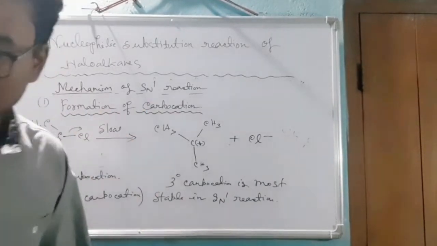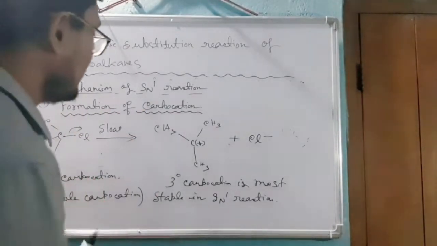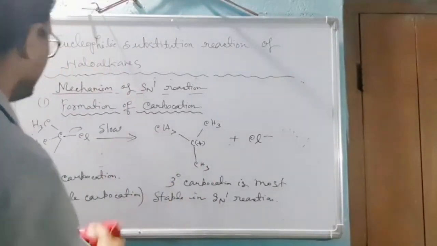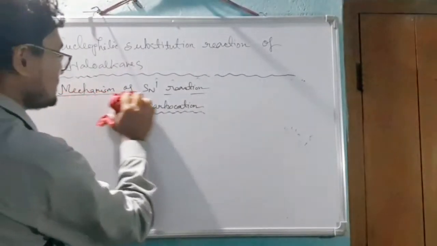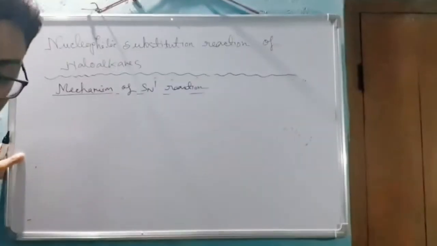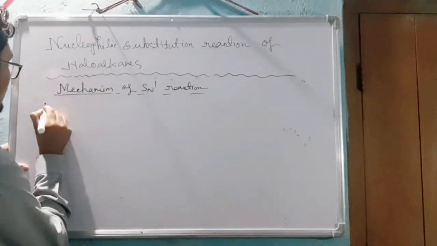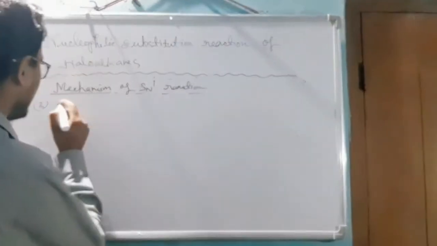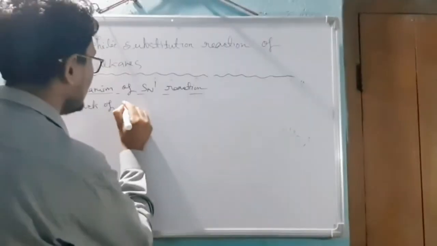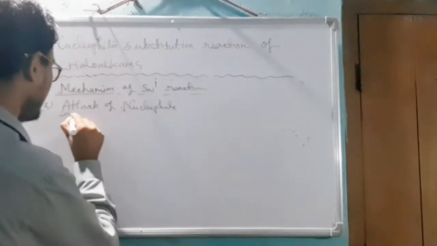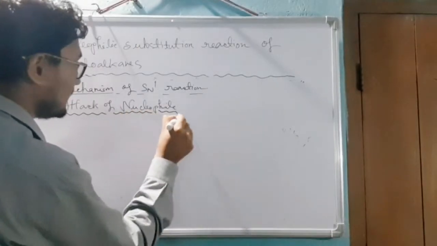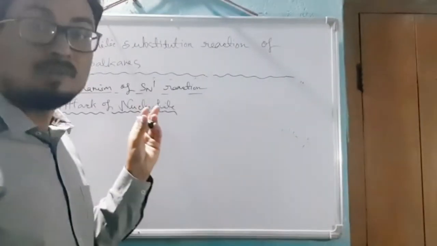Now we come to the second step. In the second step, number 2, attack of nucleophile. Attack of nucleophile. In the first step, what will happen? A carbocation is generated. 3-degree carbocation is generated.